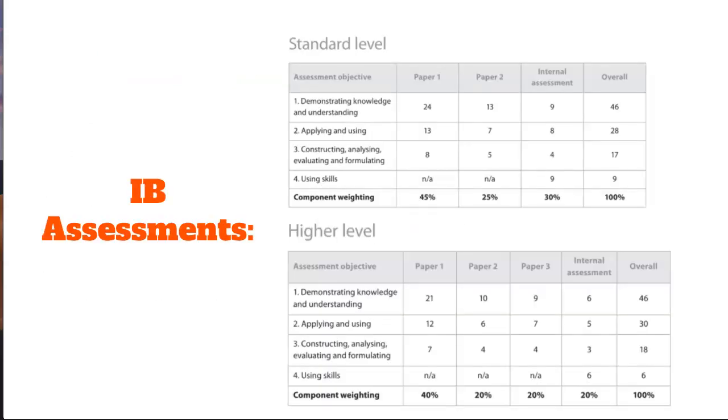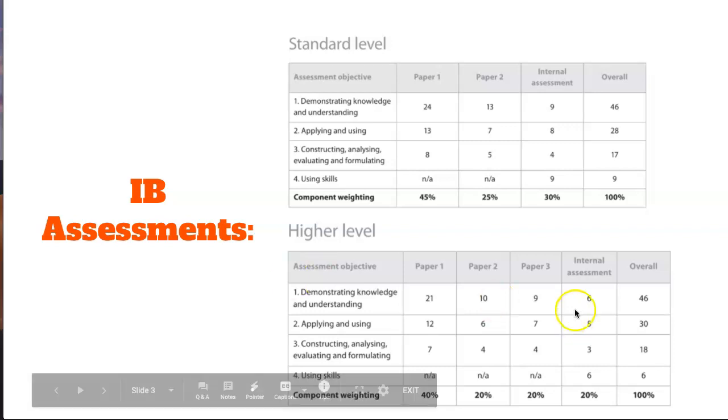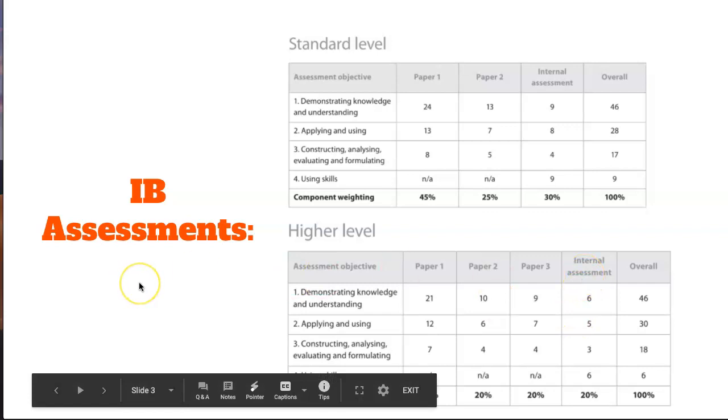So what does the course look like? In terms of the IB, there are a number of standardized assessments that everyone does. If you're in the standard level course, you have a paper 1, paper 2, and an internal assessment. If you're in the higher level, you have a paper 1 and paper 2, which are the same as in the standard level, just with some added topics that you have to be responsible for, and then there's a paper 3. And again, we have an internal assessment as well.